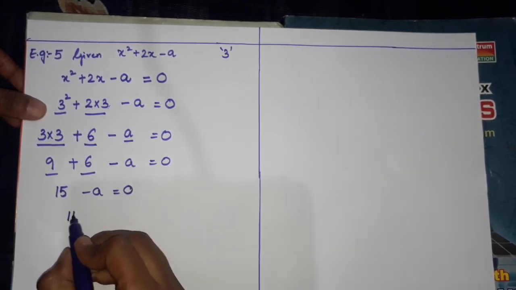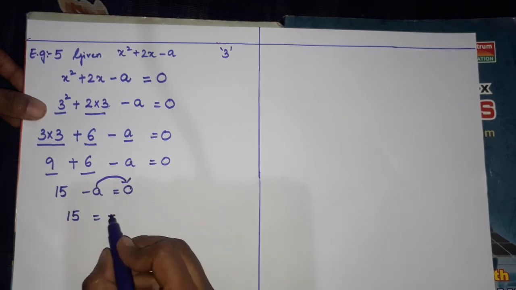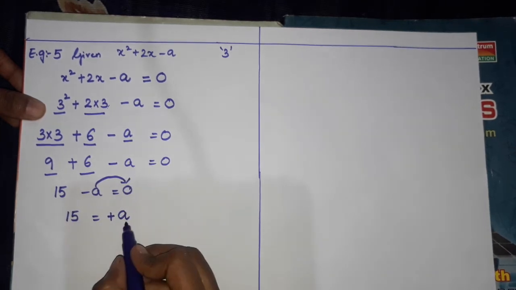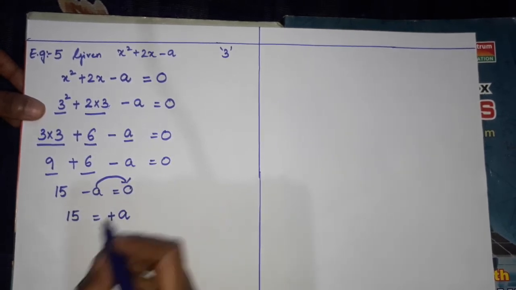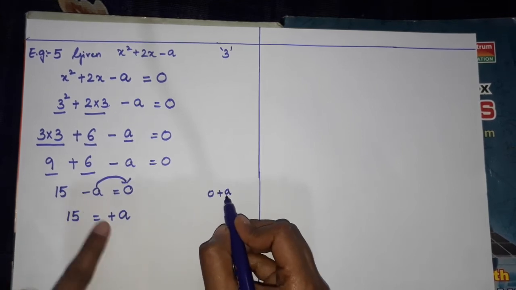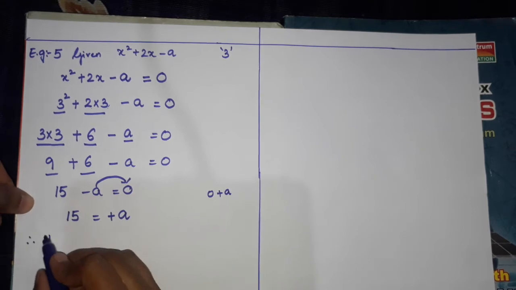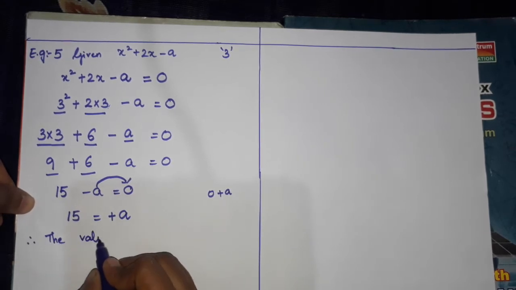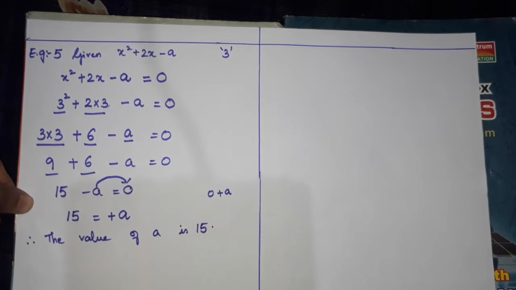Now 15 is equal to, send this minus a to that side. It will become plus a. 15 plus a. Now you will be wondering where this 0 went. That is 0 plus a it will become. 0 plus a is nothing but a, so I have directly written it. Therefore the value of a is 15. Okay, children?